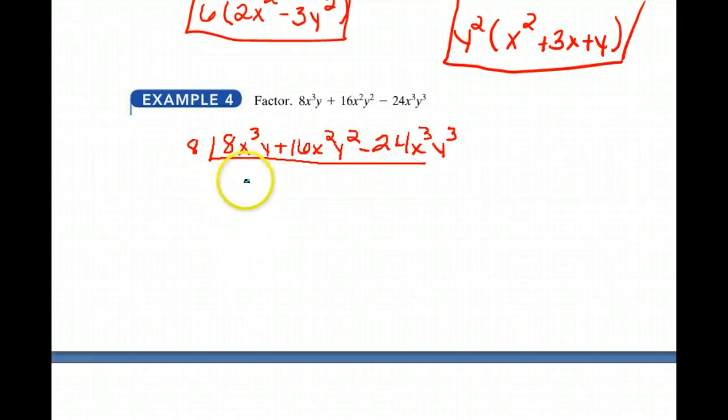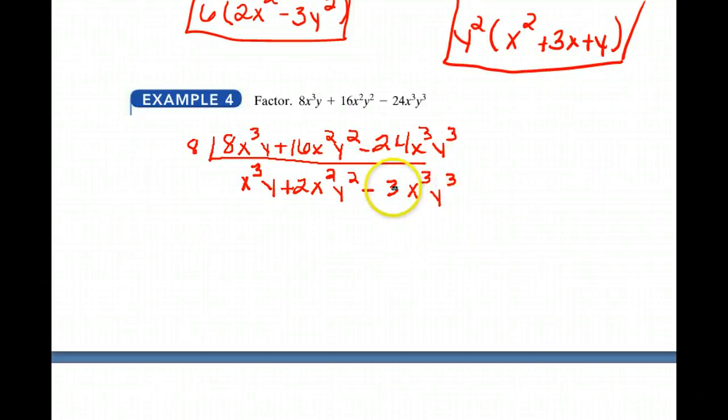8 divided by 8 is going to leave us with a coefficient of 1, so I'm going to bring down my x cubed y. 16 divided by 8 is going to leave me with a coefficient of 2, so I'm going to write 2x squared y squared. Negative 24 divided by 8 is going to leave me with a coefficient of negative 3, and bring down my x cubed y cubed. Next, I want to check my variables.